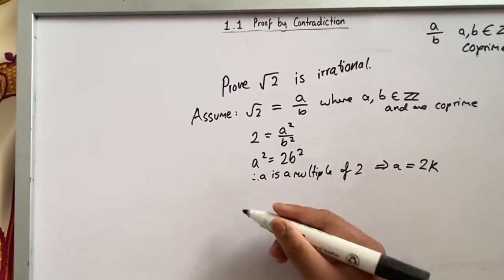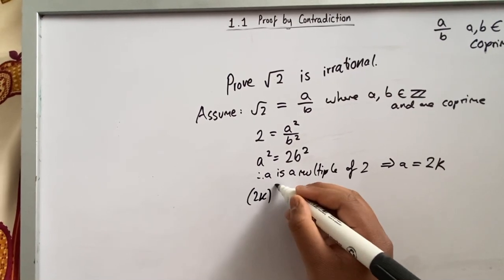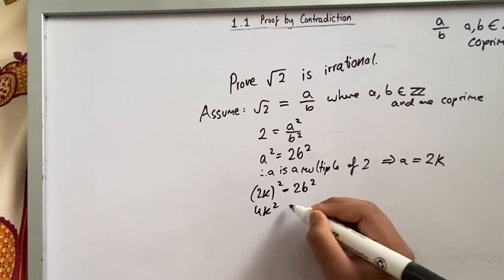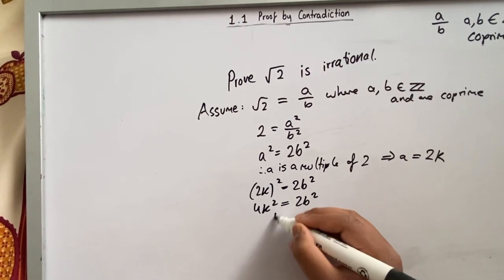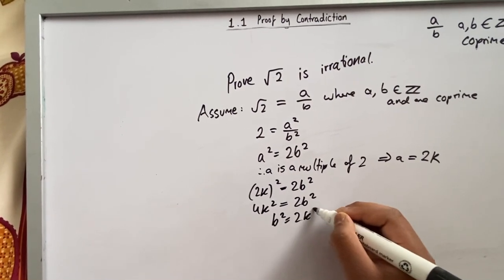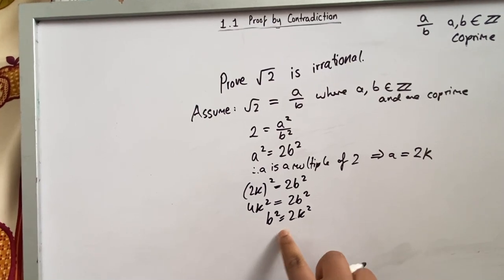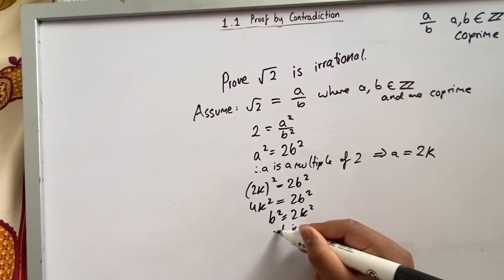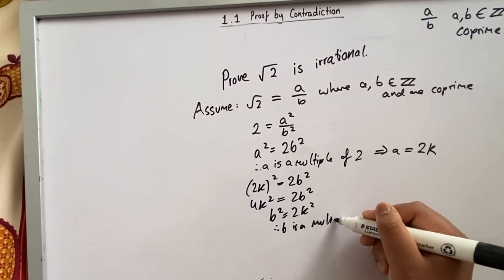Now let's put this back into there. (2k) squared equals 2b squared. So 4k squared equals 2b squared. So b squared equals 2k squared. And because b squared is even, that means b is a multiple of 2.